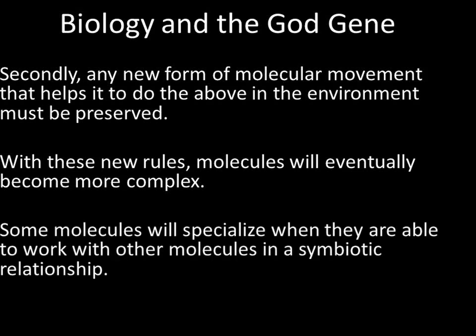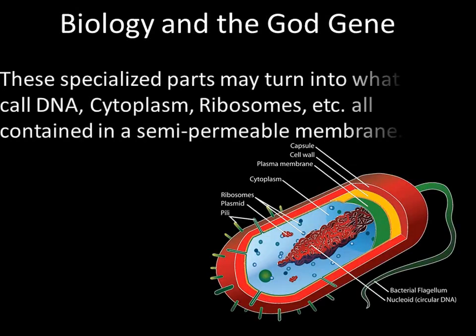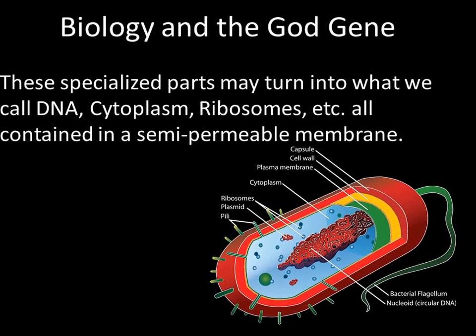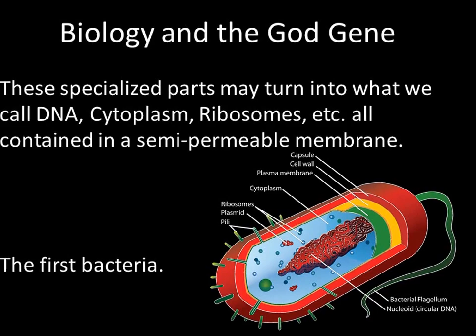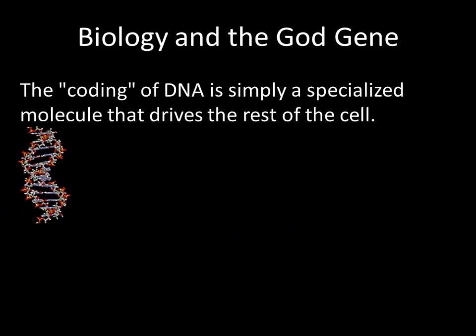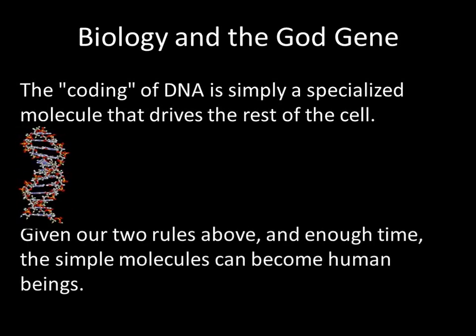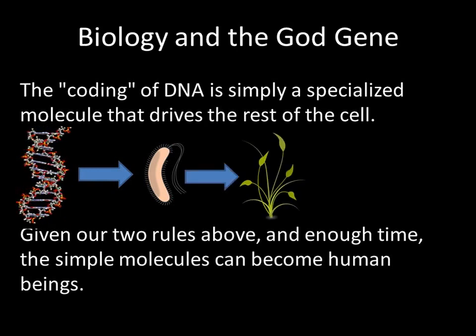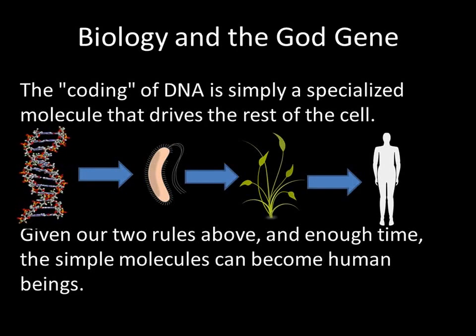Some molecules will specialize when they are able to work with other molecules in a symbiotic relationship. These specialized parts may turn into what we call DNA, cytoplasm, ribosomes, etc., all contained in a semi-permeable membrane. The first, bacteria. The coding of DNA is simply a specialized molecule that drives the rest of the cell. Given our 2 rules above, and enough time, the simple molecules can become human beings.